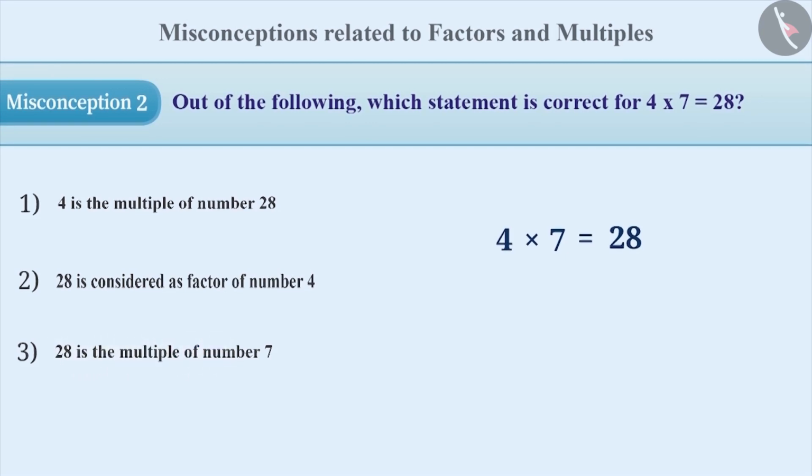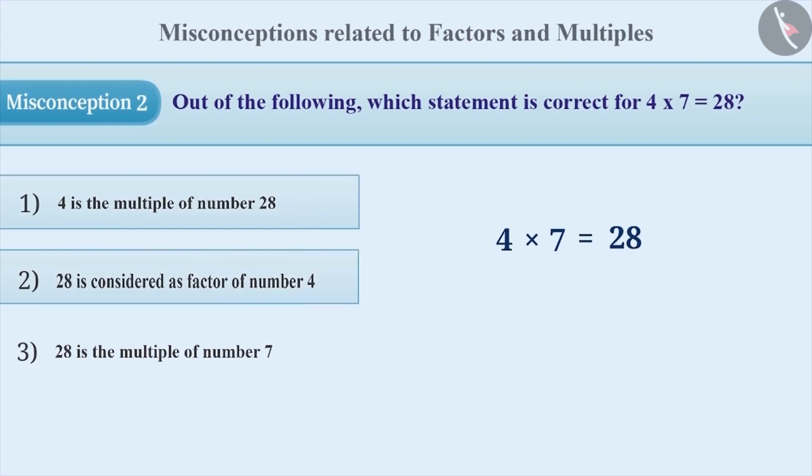Due to the confusion in the concept of factors and multiples, sometimes 4 is mistaken as a multiple of 28 and 28 is considered as a factor of 4. This misconception leads to incorrect option 1 and option 2.